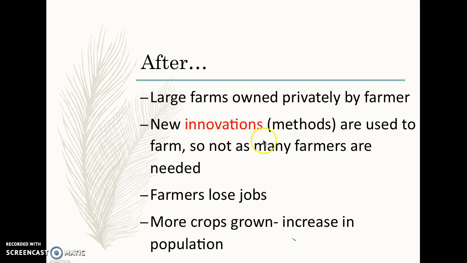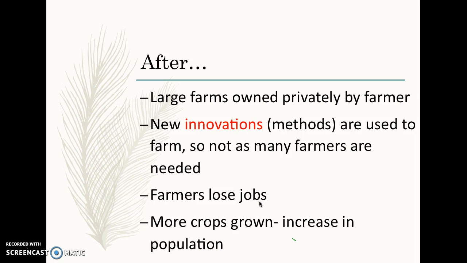There's also going to be new innovations. The word innovations is another word for method. Okay, so there'll be new methods and techniques to farm. So not as many farmers are needed. If you're having technology do the job for you, why do you need people to do the job for you? And why should you pay those people? So as a result, farmers end up losing their jobs. Okay? Farmers end up losing their jobs.